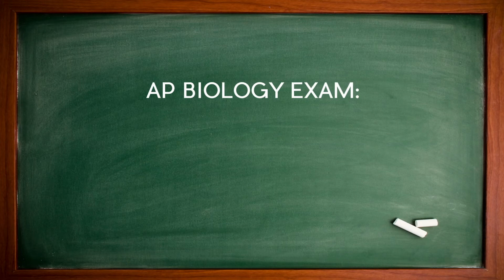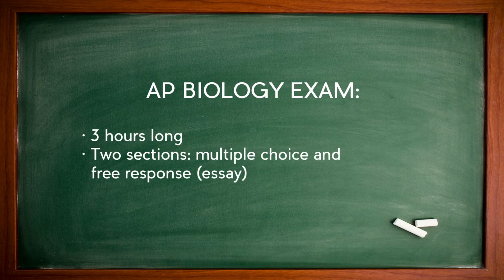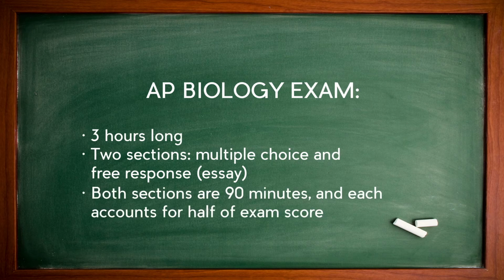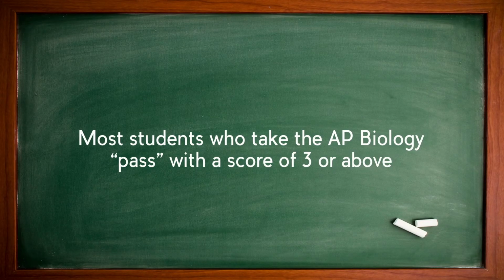This exam is 3 hours long, and it consists of 2 sections. So first you have a multiple choice section and then a free response or essay section. Both sections are 90 minutes long, and each comprises half of the grade. And the AP Biology exam is difficult, but most students do well on the test. A substantial majority of secondary students who take the AP exam actually pass with a score of 3, 4, or 5.